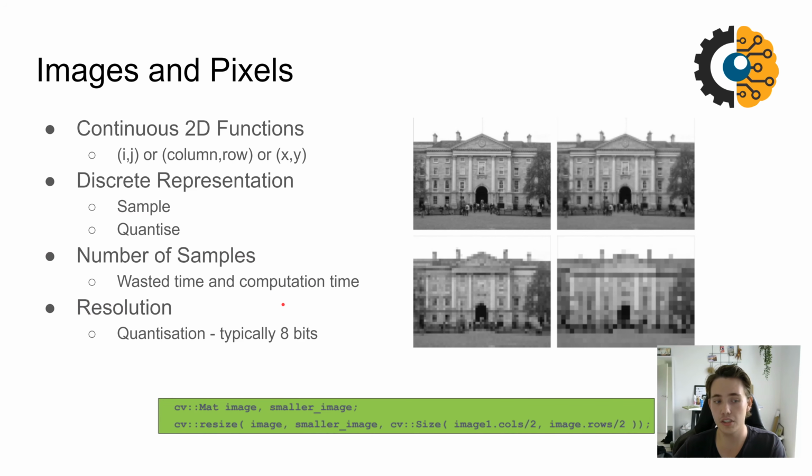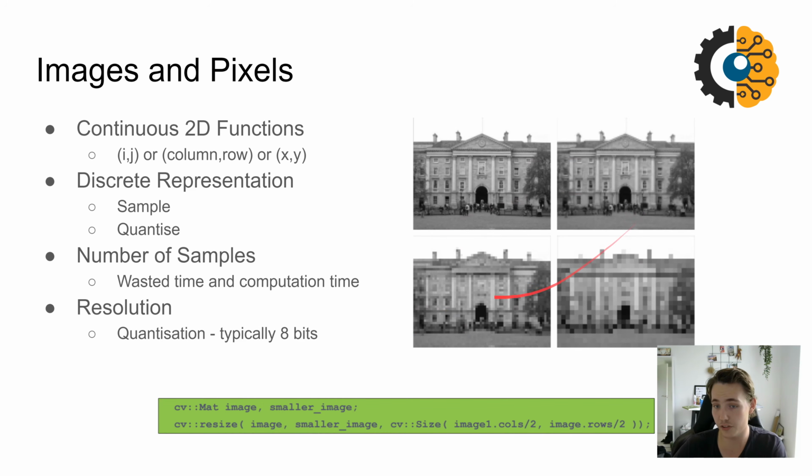And then when we're doing our image analysis, we need to think about how many samples we need, because if we have too many samples, we might waste computation time compared to what kind of operations we want to do. So it's a really important factor you need to think about.